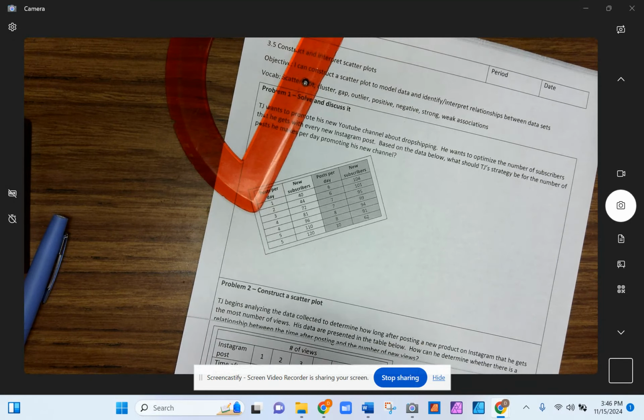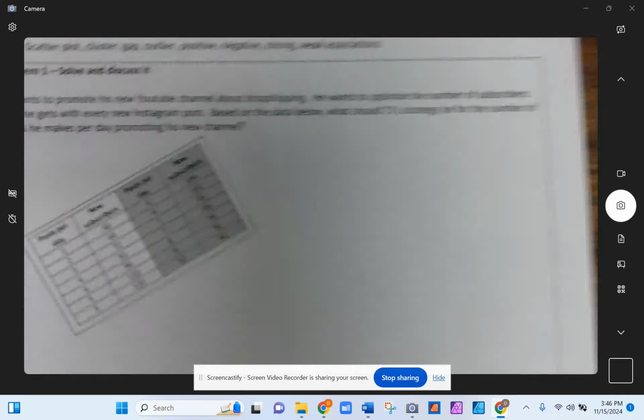All right, guys. Let's keep on keeping on. We're talking about scatter plots. So this is all statistics. This is the last half of chapter 3.